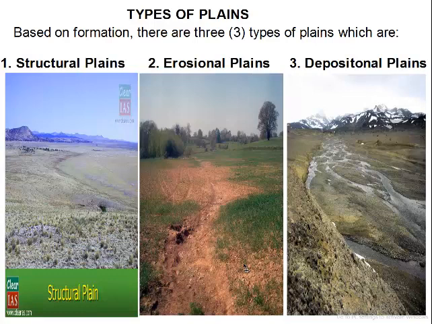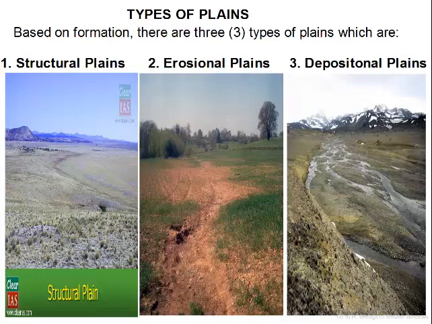Based on that, there are three main types of plains, which are: 1. Structural plains. In other words, we call them tectonic plains. That is, plains formed as a result of tectonic movement. Then we have erosional plains, that is, plains formed as a result of erosion. And depositional plains, plains formed as a result of deposition of sediments or materials at a particular place. So these are the three types of plains that we have.